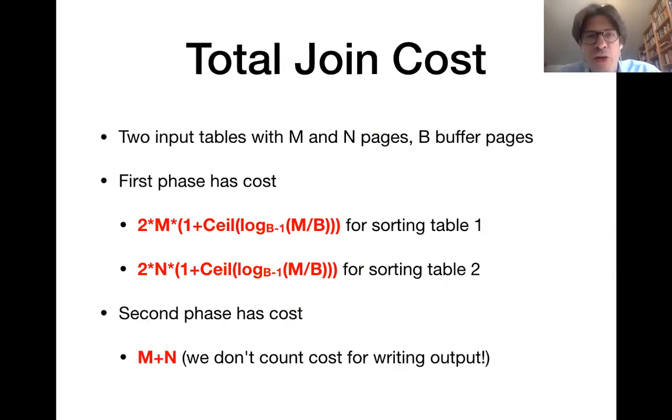And this is the overview of the total join cost. We have two input tables with M and N pages and B buffer pages. Then in order to calculate the cost for the first phase, we have to calculate the cost for sorting the two input tables. So we just use the cost formula from the previous slide, and we use it once with M and once with N pages. In the second formula, by the way, I see that the argument of the logarithm should be N divided by B instead of M divided by B. For the second phase, the cost is essentially the size of our two input relations, M plus N. And so in total, we have the sum of all of those components as the total cost for the join.